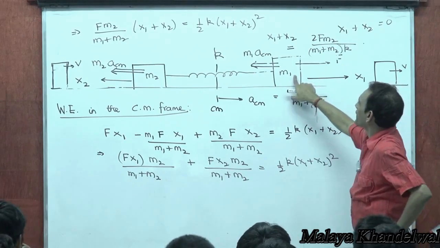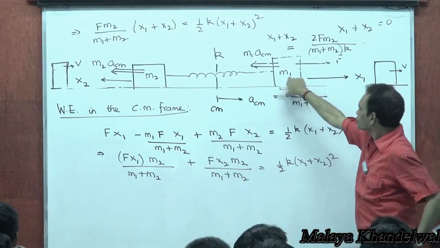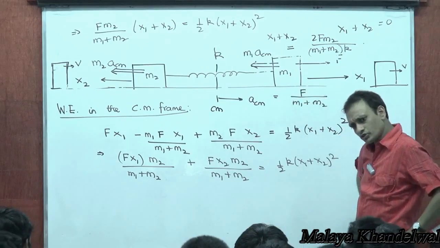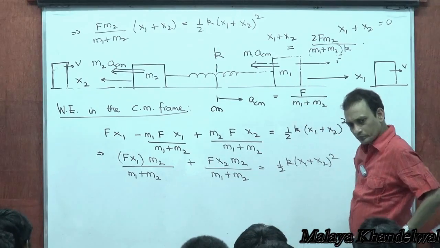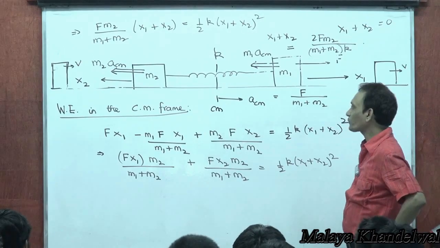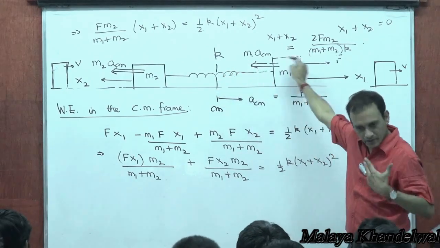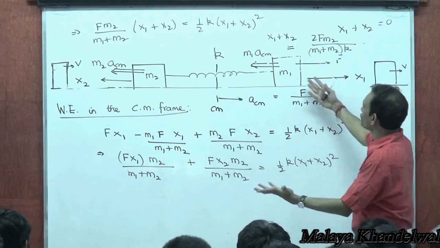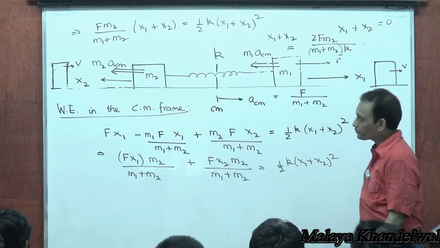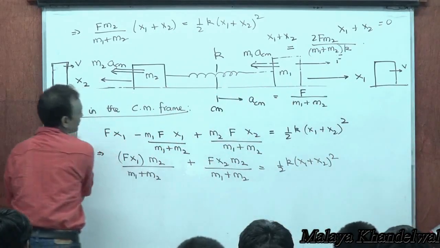F is acting on M1. So pseudo force, I have taken that, and F is still acting on M1. It's not acting on the center of mass, it's acting on M1. Its impact could be realized with the center of mass, but otherwise it's a real force acting on M1. The work done by this force will still be this. So now, can I wipe this off?